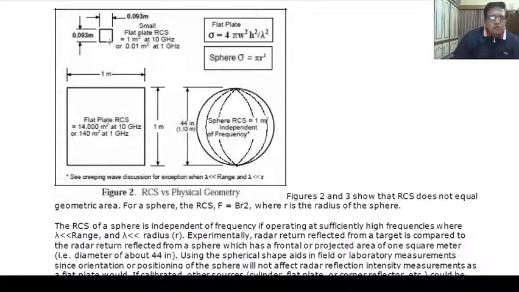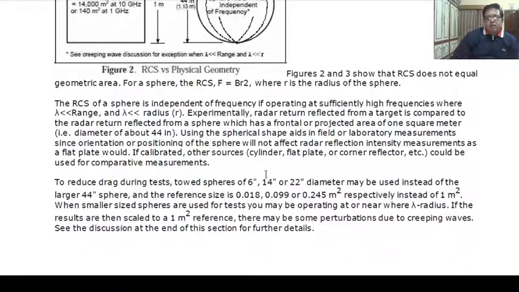Here this is the plate. If it is a sphere, then sigma equals pi r squared. See creeping wave discussion for the exception when lambda is less than range and lambda is less than r. The RCS of a sphere is independent of frequency if operating at sufficiently high frequency, where lambda is less than range and lambda is less than radius.